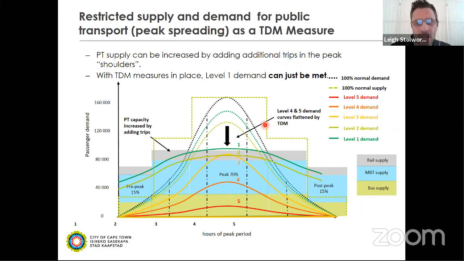But what this exercise showed us is that in terms of the capacity of public transport that's available, which is these bars at the bottom here, and in relation to the demand for public transport at different levels of lockdown, we wouldn't be able to meet the demand for public transport in terms of the availability of capacity. And the only way to address that is to lower or flatten the curve in terms of travel demand, which made us think very carefully about how we can apply travel demand management mechanisms to different sectors of the economy to try and lower the demand curve for public transport.